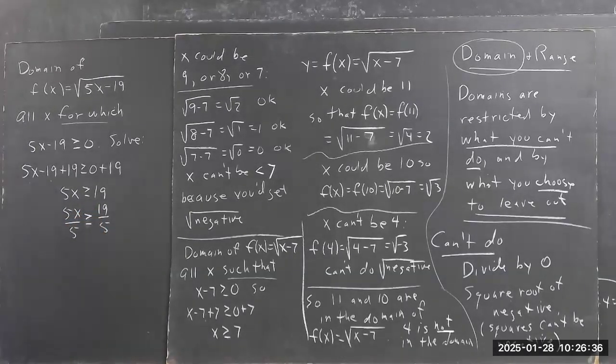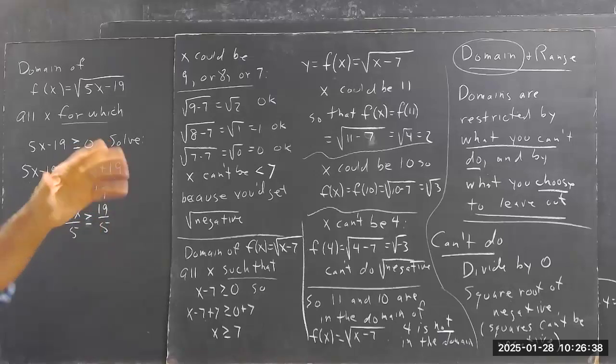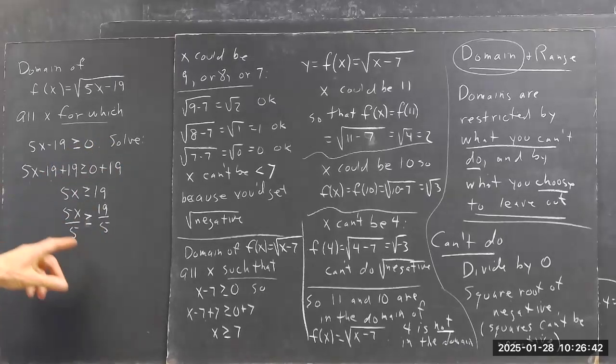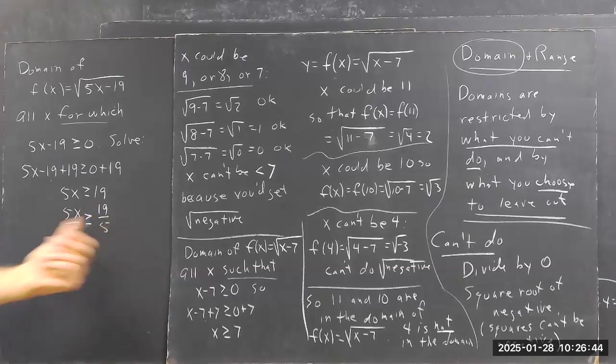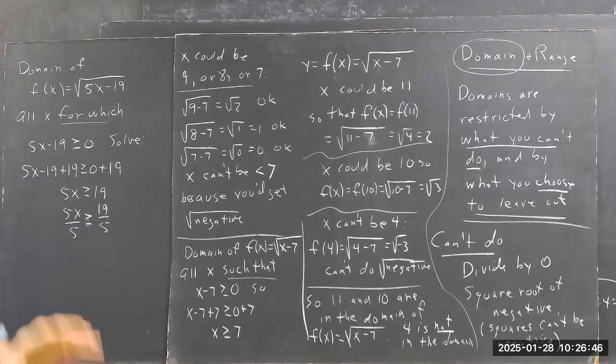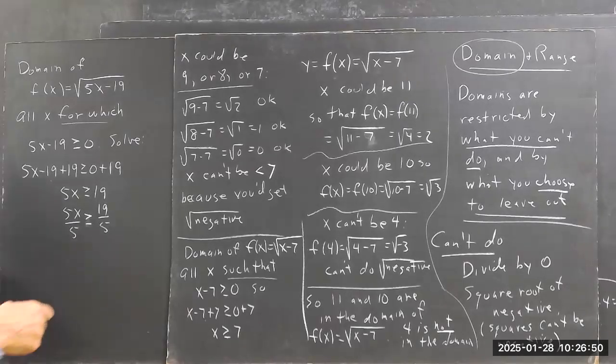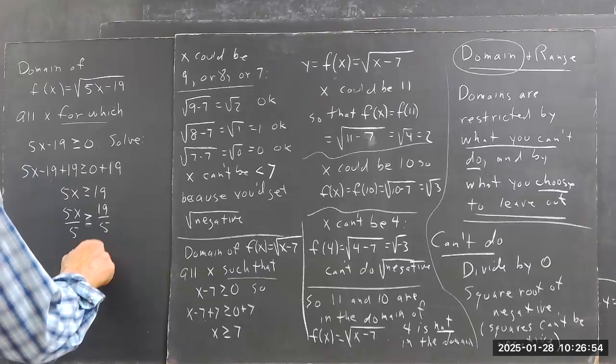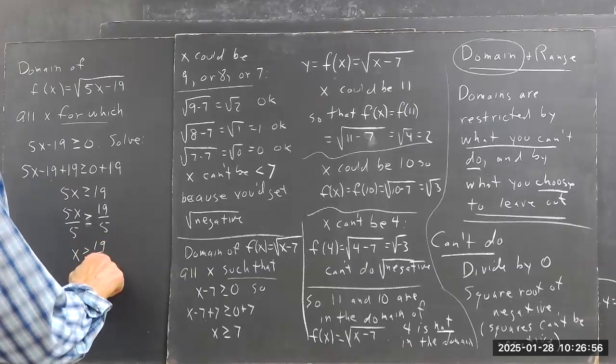Now the only catch is, and we'll talk about this, but you do want to know the rule: if you divide by a negative number, you've got to reverse the inequality. You'll see examples like that. You should read your text. And so x is greater than or equal to 19/5.